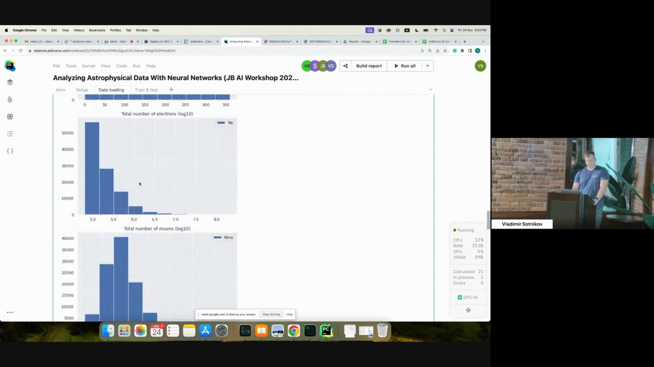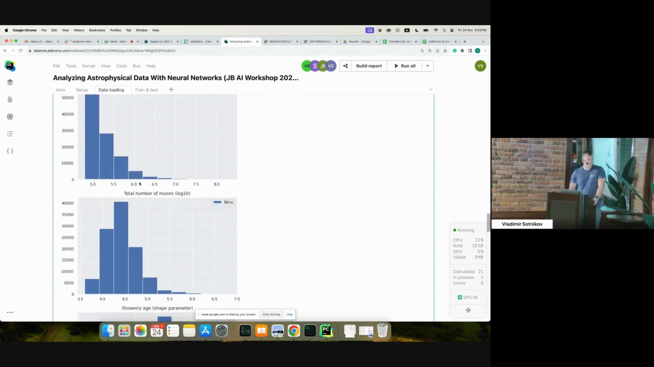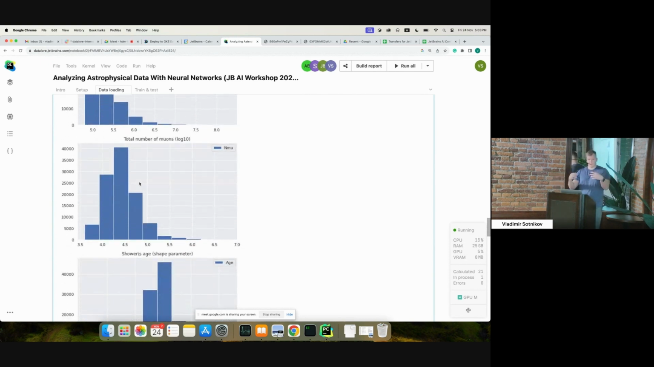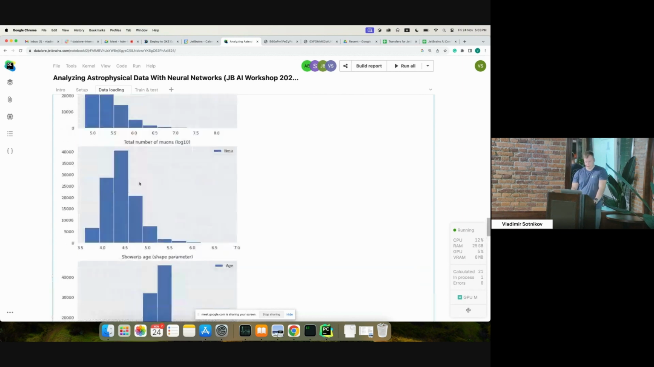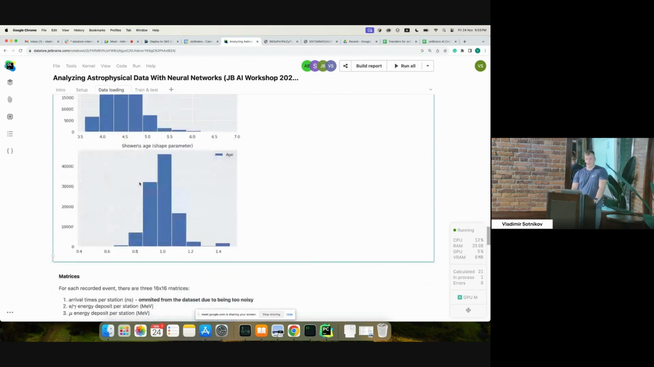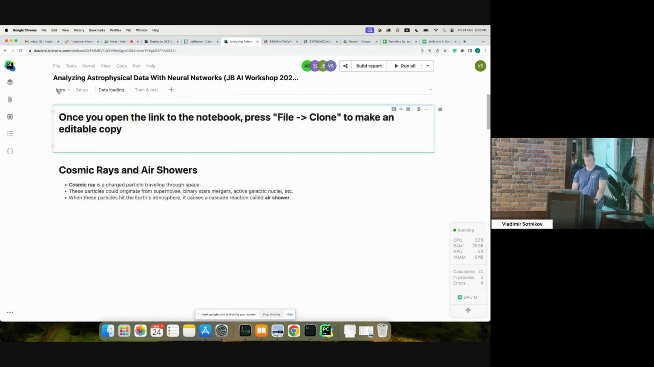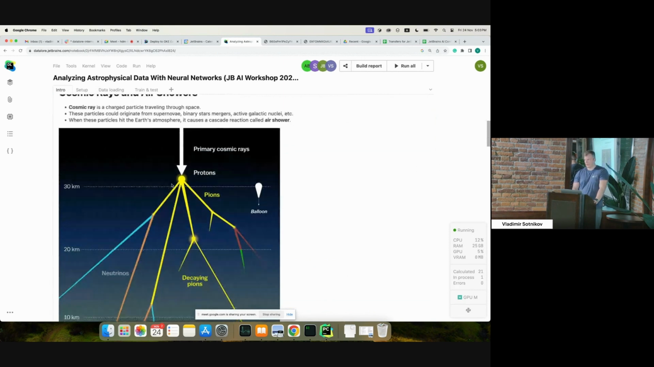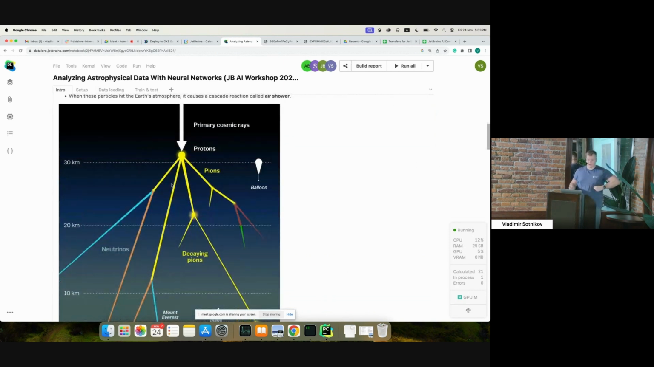The total number of electrons and muons doesn't seem to be a really interesting feature for us, because we already have all the measurements from each of the detectors. But still, let's use them. Why not? Another thing I haven't described yet is the shower age. This is a parameter describing the shape of the air shower, because a cosmic ray is usually caused by a single particle. A single particle could be small enough that it flies through the atmosphere without hitting anything immediately.